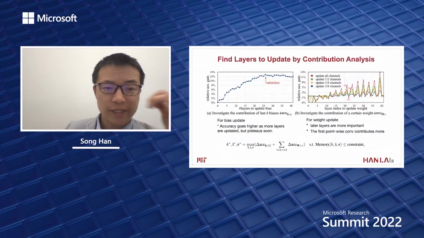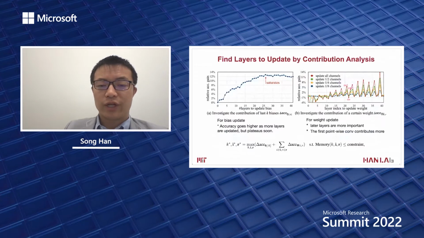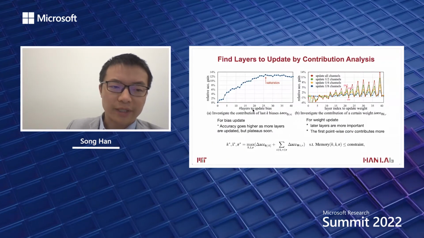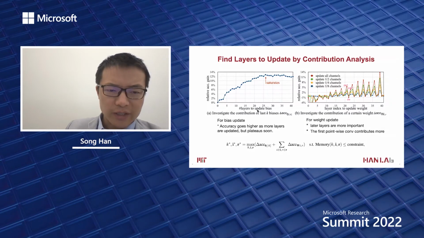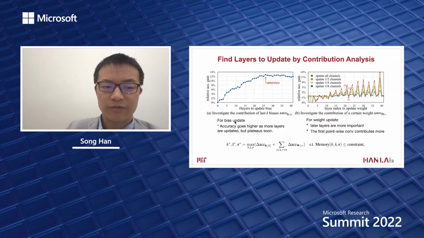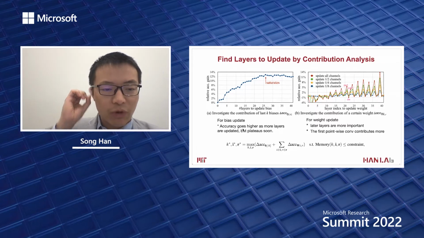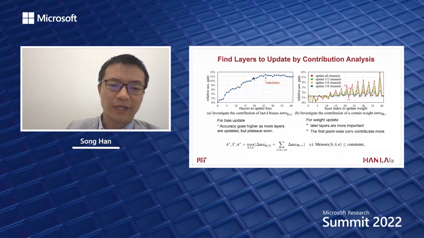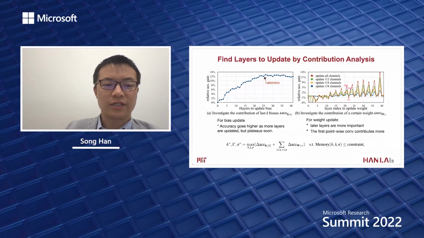So let's see how that works. We can imagine different layers have different contributions to the accuracy, right? Here we plotted the number of layers to update the bias versus the relative accuracy gain. For the bias update, we find the accuracy goes higher as more layers are updated, but it plateaus very soon. For example, after updating 25, 26 layers, it almost plateaus. So it's enough to just update the 25 bias layers.